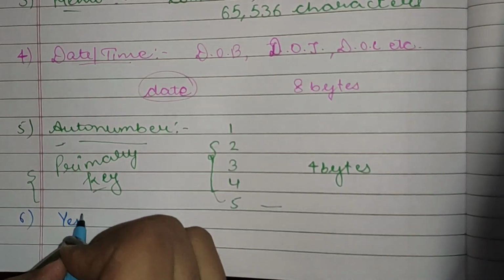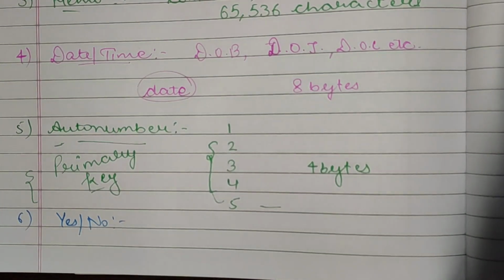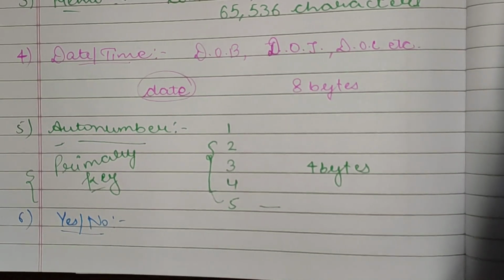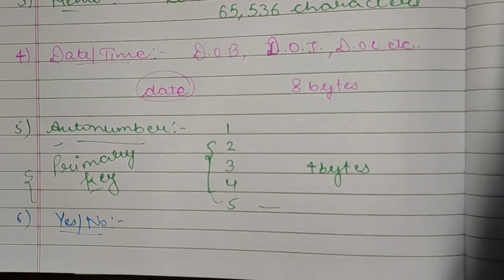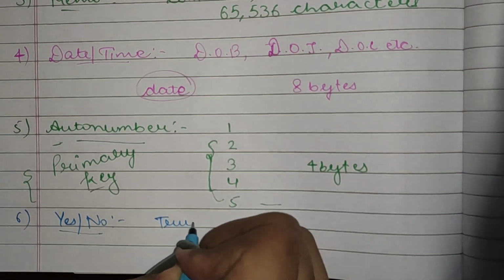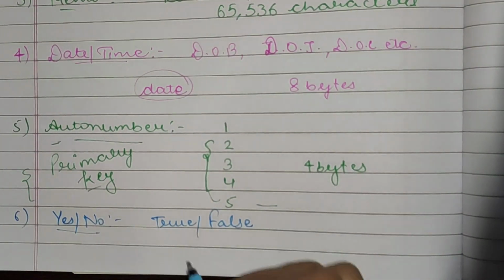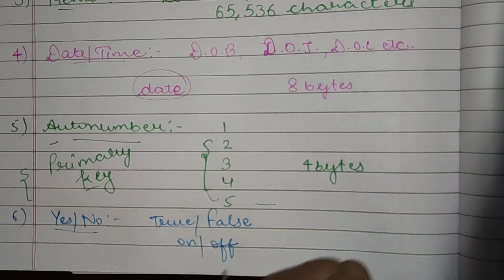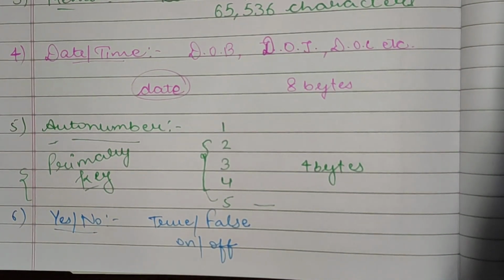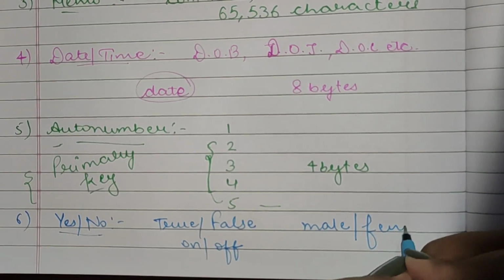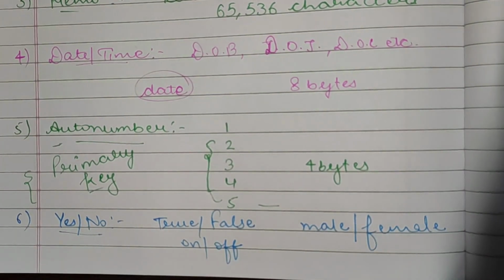Sixth data type is yes or no data type. As the name already clarifies, what does it do? It is used at the places where a field can have only one of two possible values. It can either be true or it can be false. Yes or no, we can say on or off data type as well. For example, a student can be either male or female. So we will use yes or no data type.